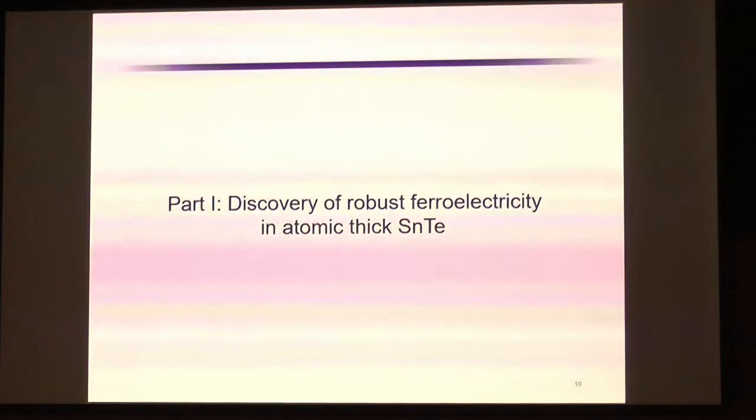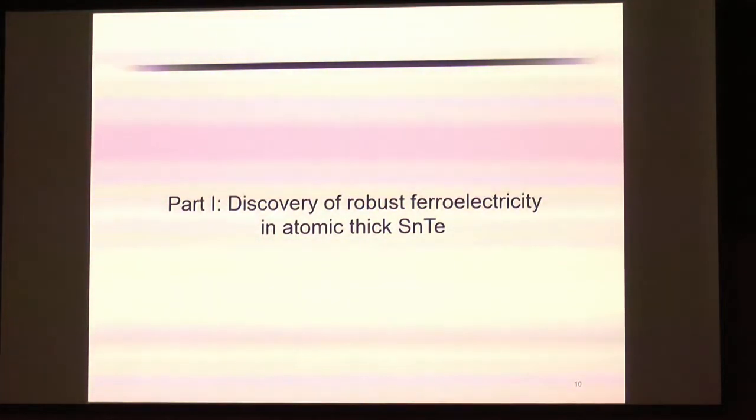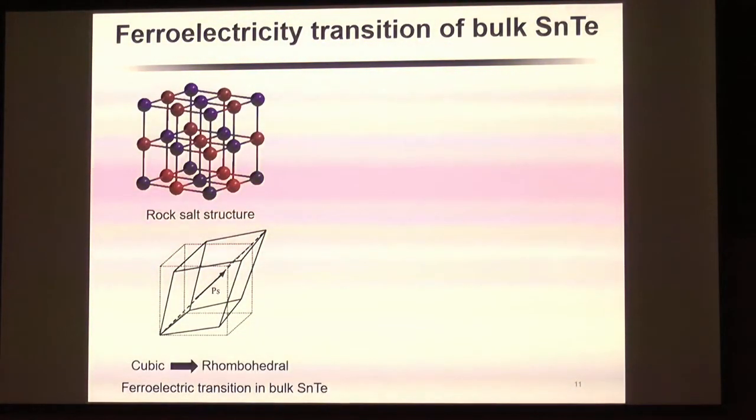So now I go to the second part, our ultra-thin tin telluride. Actually, tin telluride is a very old story. It used to be called a ferroelectric semiconductor, a long time ago. But after a while, people shifted to the oxides, so all the studies shifted to oxides, and this material was almost forgotten. Recently, people have some interest in it because of the topological crystalline insulator property.